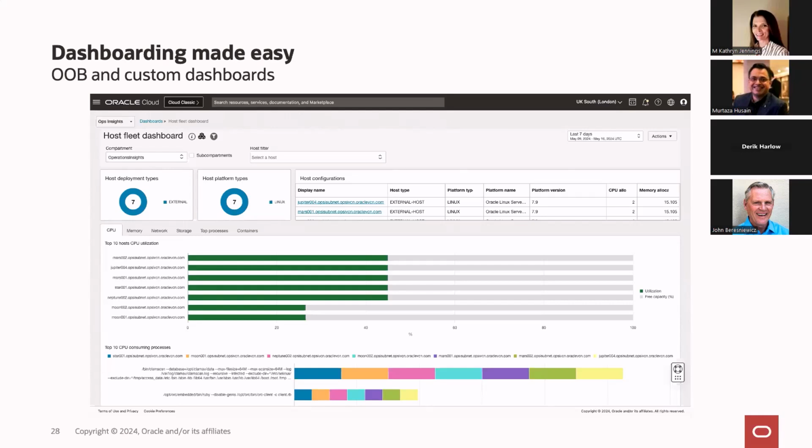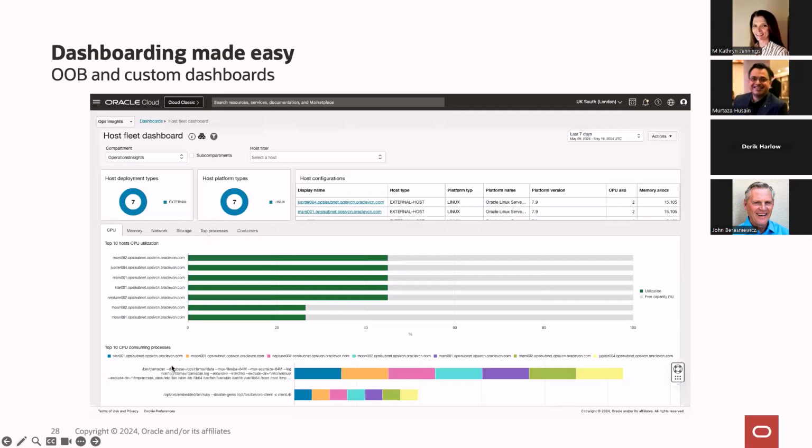So what we're looking at is the host fleet dashboard, which gives you a high-level view within a compartment of which hosts are enabled within your service or deployment, right? The host types, platform types, the configurations, and provides you a view of the top host from a CPU perspective. Similar information is provided across other measures such as memory, network, storage, top processes, and containers.